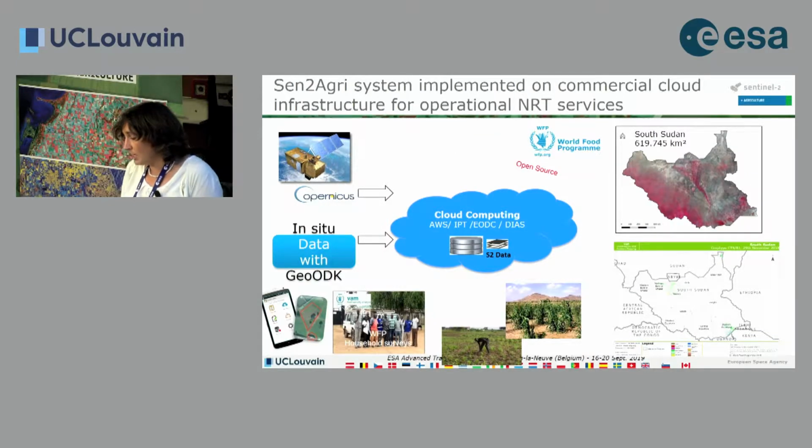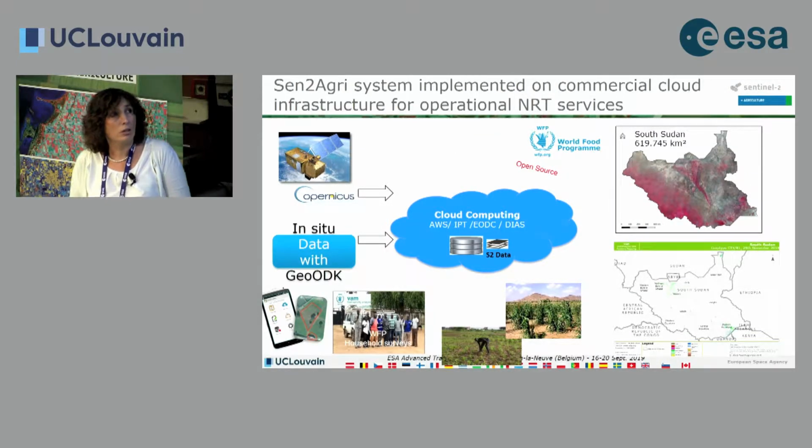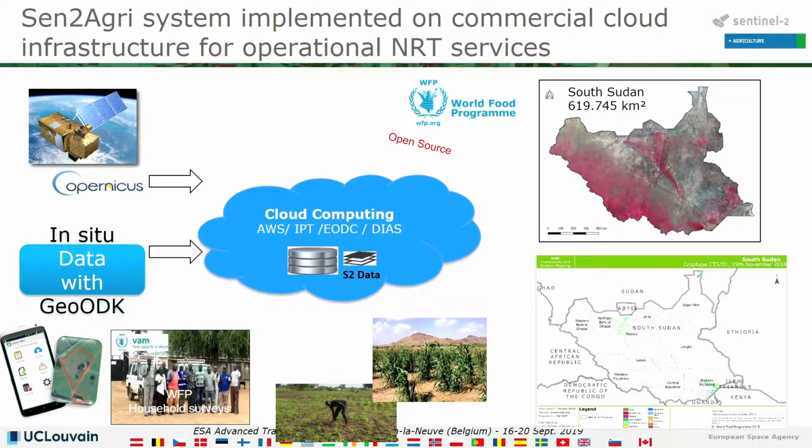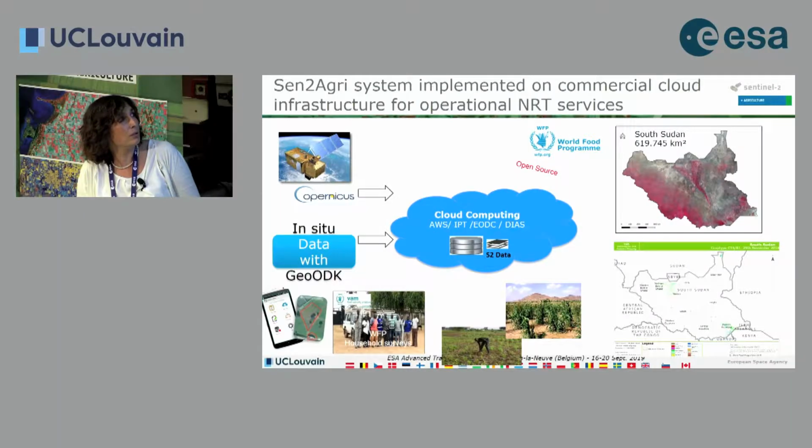So it is implemented already on some clouds. It has been tested on the Amazon cloud, on the IPT, which is the precursor of Create.is. It is currently implemented at EODC, which is a private cloud. So you can pay EODC to run Sen2Agri for you. Here, this is an example of the World Food Programme. They are using Sen2Agri, and I will talk about that a bit later.